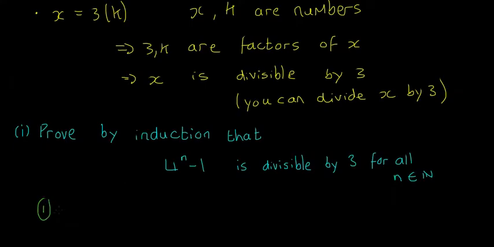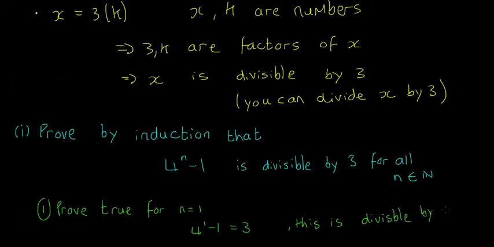So step 1, as always, we have to prove this for n is equal to 1. So we're going to have 4 to the power of 1 minus 1, and that's equal to 3. And we'll say this is divisible by 3, obviously, because it is 3. So therefore it's true for n is equal to 1.